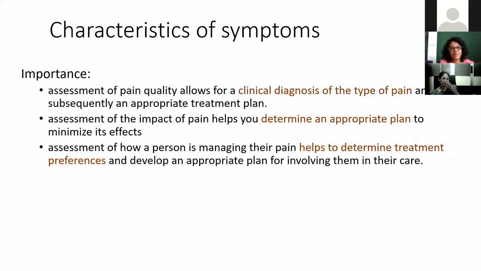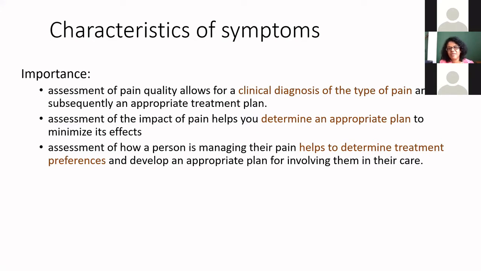So it's very important to keep in the back of our mind that the assessment of pain quality allows us to diagnose the type of pain. So then we can decide the appropriate treatment plan. For example, depending on the patient's pain characteristics, we can assume that there's a neuropathic component to the pain. So then we can decide on an appropriate treatment plan.